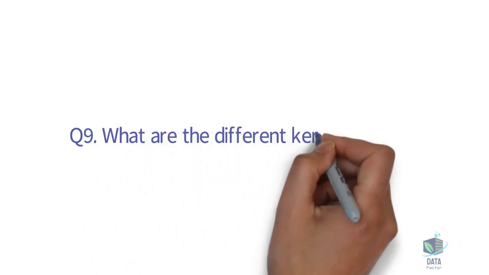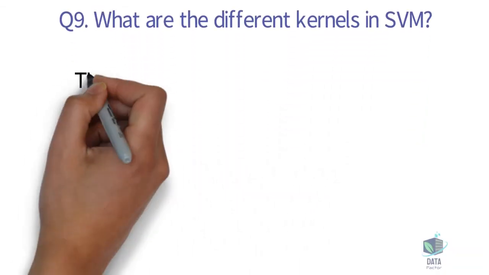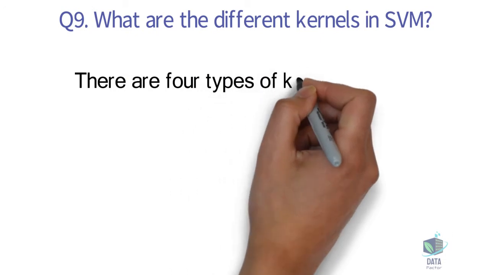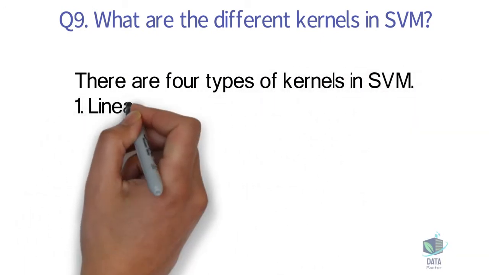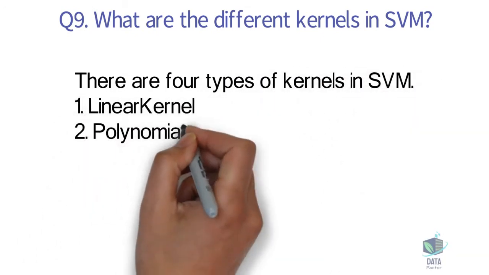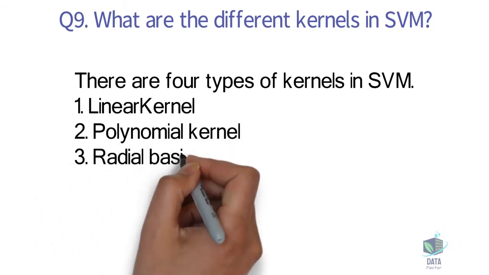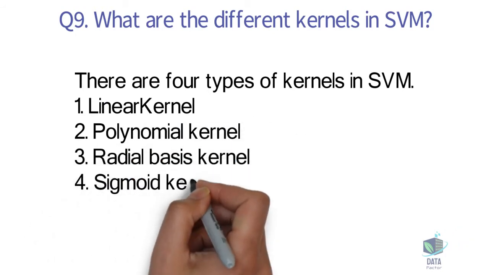Question 9. What are the different kernels in SVM? Answer. There are 4 types of kernels in SVM. 1. Linear kernel. 2. Polynomial kernel. 3. Radial basis kernel. 4. Sigmoid kernel.